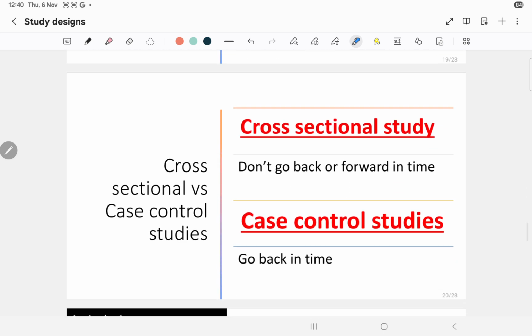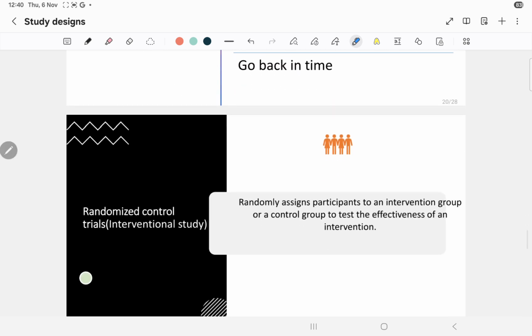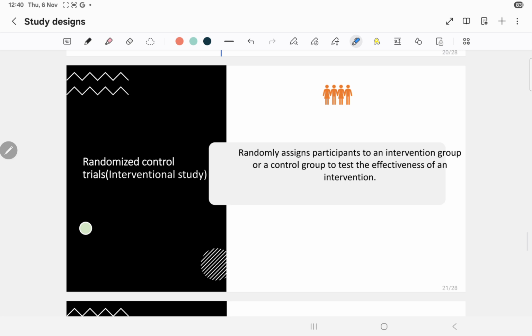Cross-sectional versus case control studies. Cross-sectional studies don't go back in time and don't go forward in future. We collect the data only from the present. It is a snapshot in time. Case control studies go back in time. Okay, so coming to interventional studies.